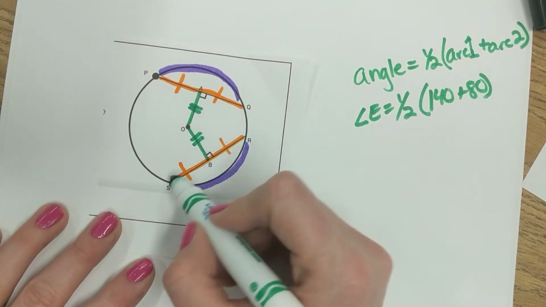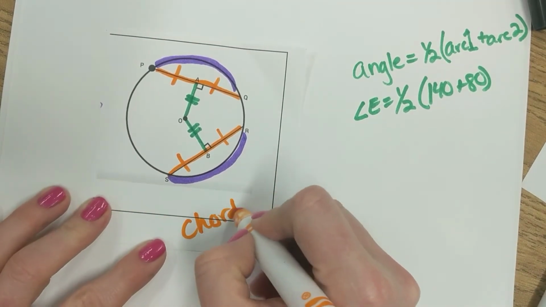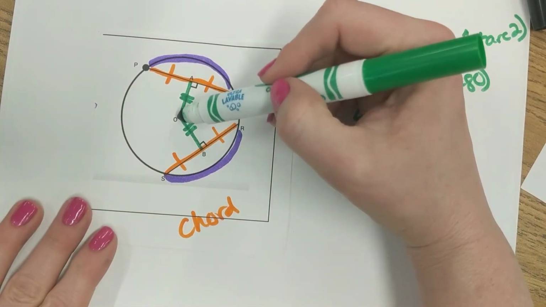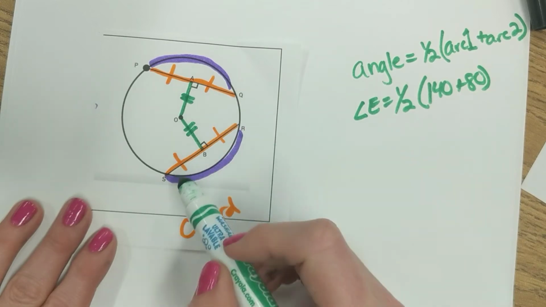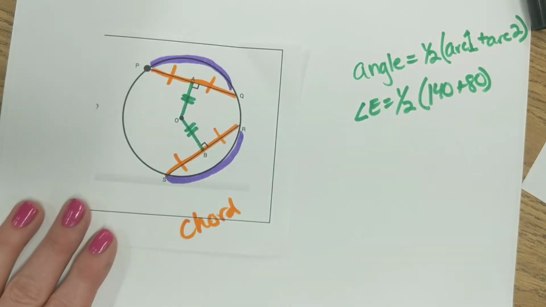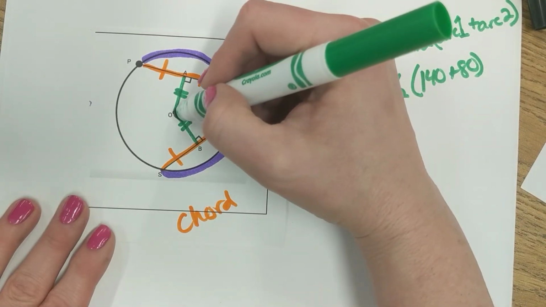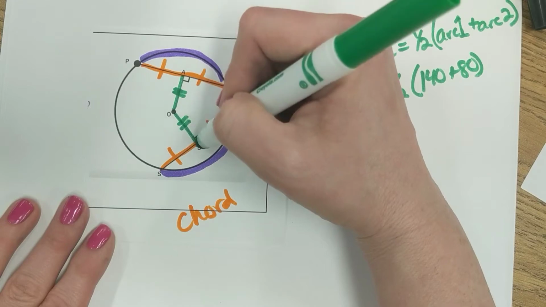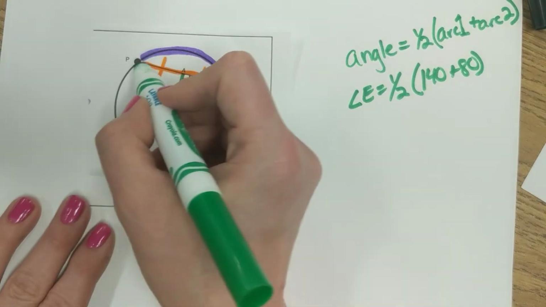So a lot going on here. The orange line is called a chord. If the orange chords are equally far away from the center of the circle, that means they're equal in length, which means their arcs are also equal in length. And if a chord is cut in at a right angle by a radius or a diameter, then that means that chord is cut into 2 equal pieces. It's bisected.